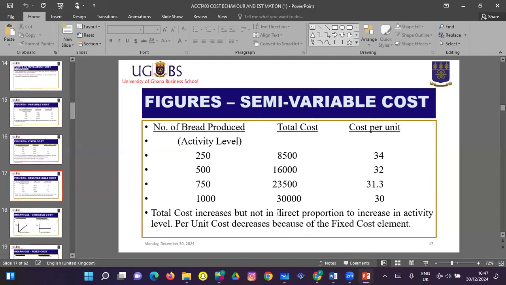Then semi-variable cost, as you can see, irrespective of the activity level, the total semi-variable cost will change, and the cost per unit will also change. So both of them changed there, and both of them changed there. That's what we are seeing here.